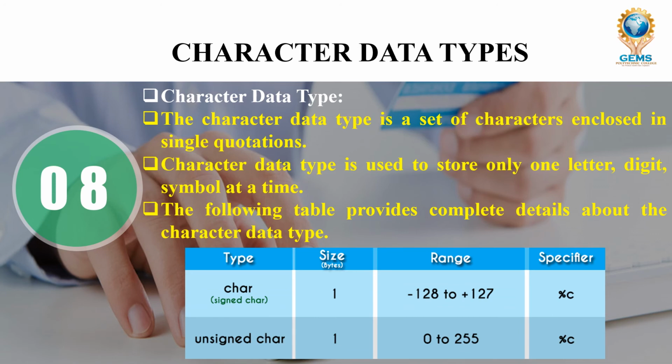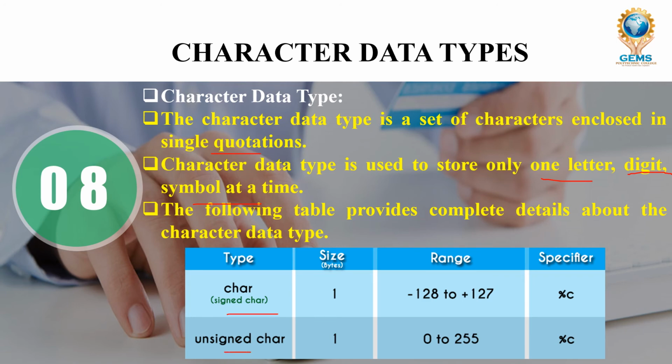Now character data types. A character data type is a set of characters enclosed in single quotation marks. We keep it in single quotes. The character data type is used to store only one letter or a digit or a symbol at a time, right? So this is the complete details chart of the character data type.